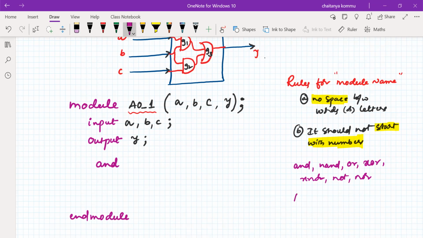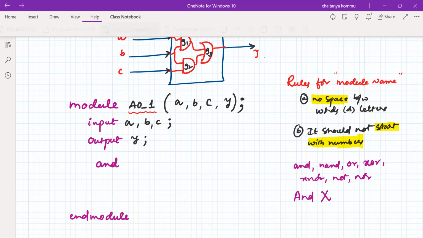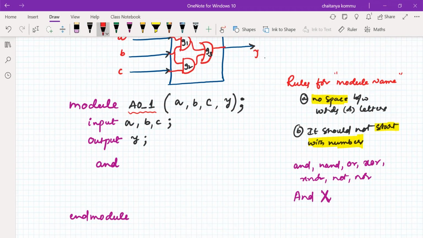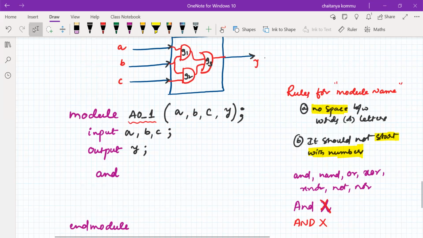But don't write a capital AND. This is not acceptable. Please remember that this is not acceptable. Similarly, this is also not acceptable. We have to write only small letters, only lowercase nand. Okay, fine. Now the name of this gate is optional.